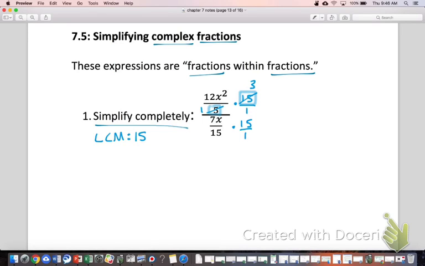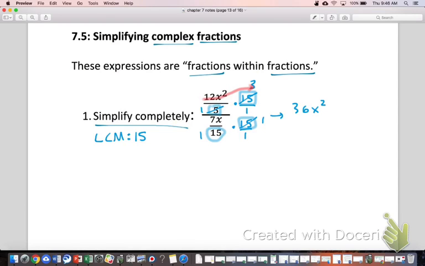3 and 1. And then, wouldn't the 15 and the 15 reduce down to just being 1s? That's right. So 1 and 1. So to finish this one off, let's remember the way that we multiply fractions together is we multiply the numerators together. So let's go with that. What is 12x squared times 3? 36x squared.